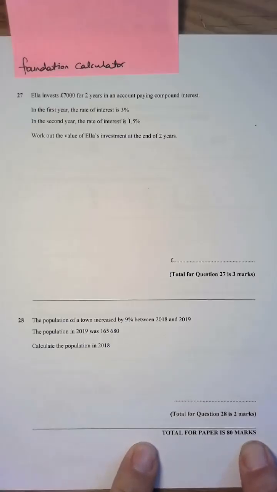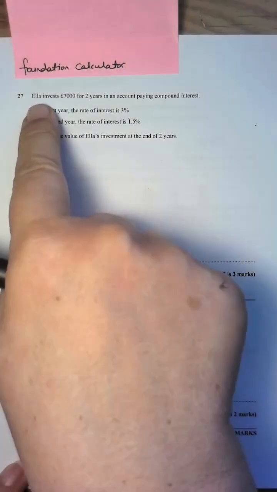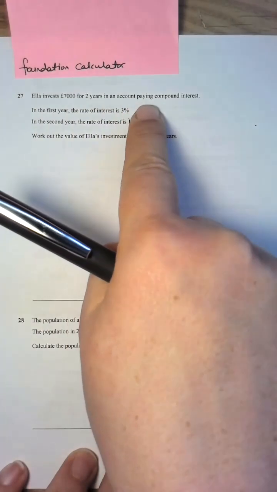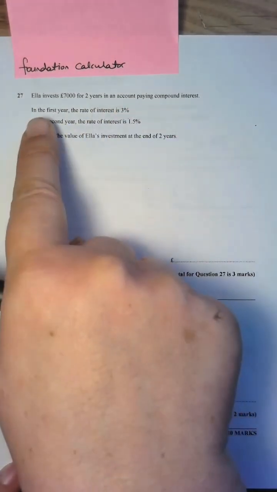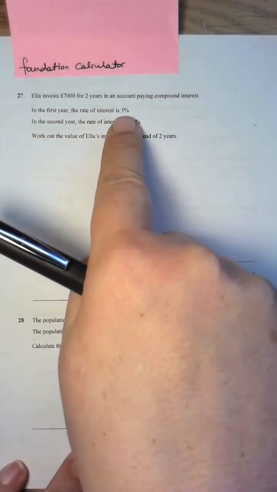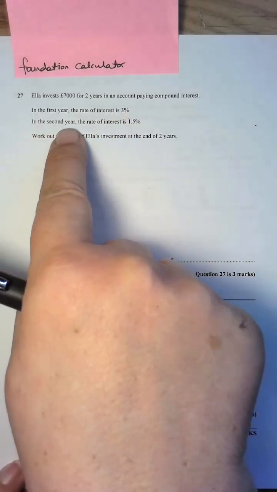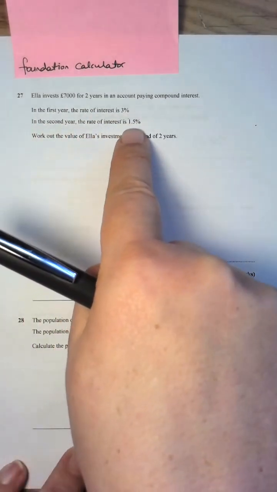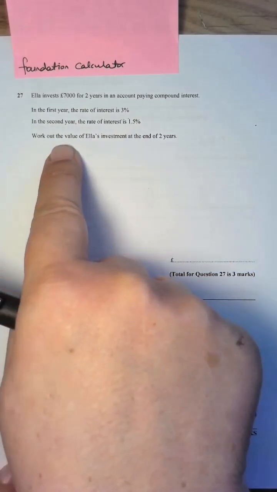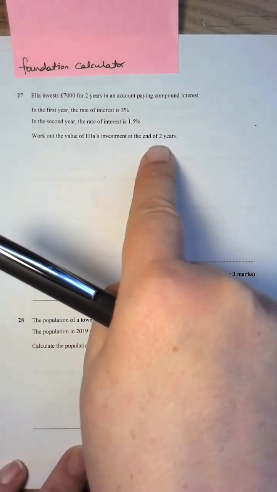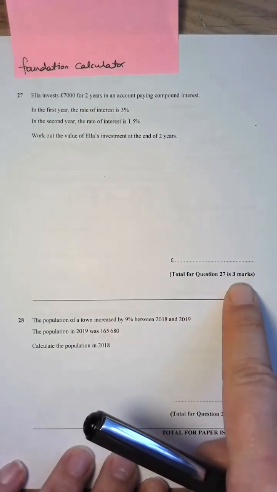Last question on the paper. Ella invests £7,000 for 2 years in an account paying compound interest. In the first year, the rate of interest is 3%. In the second year, the rate of interest is 1.5%. Work out the value of Ella's investment at the end of 2 years. 3-mark question.